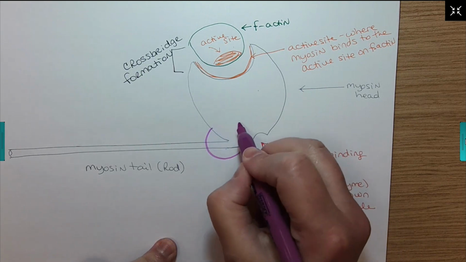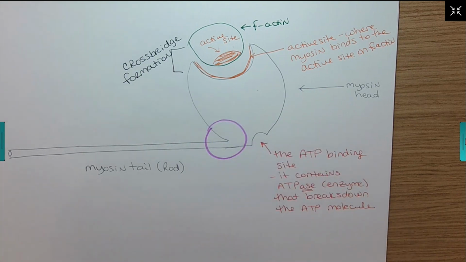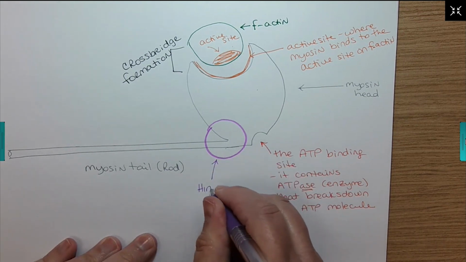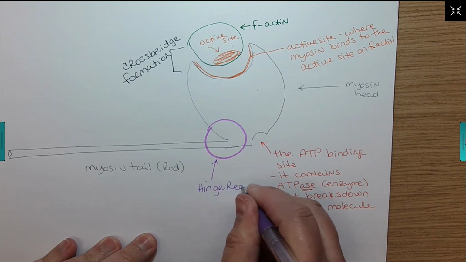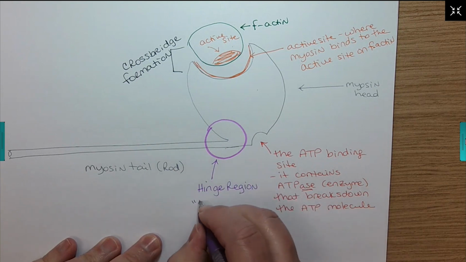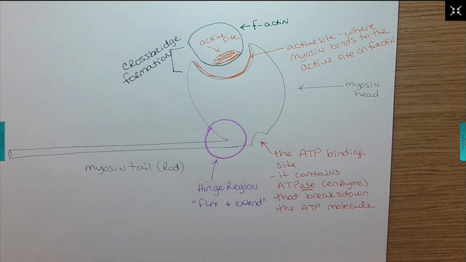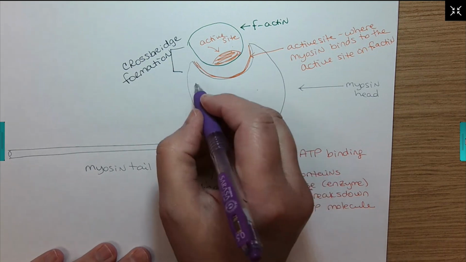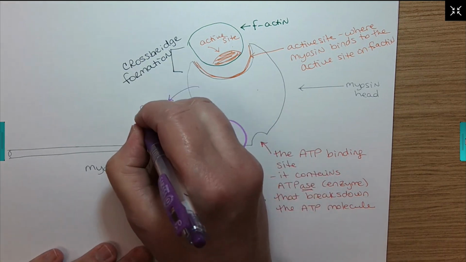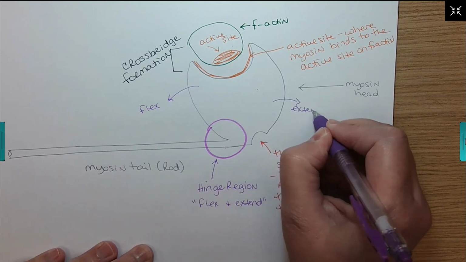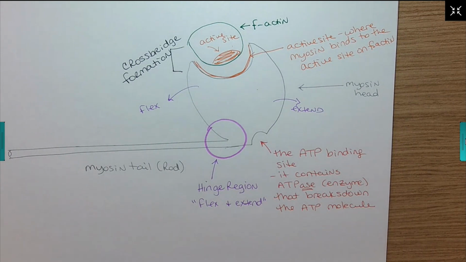This area right here, where the head attaches to the rod, this is the hinge region. This has the ability to flex and extend. So that hinge will flex and it will extend. So it moves. That's what a hinge does. You've got movement there.